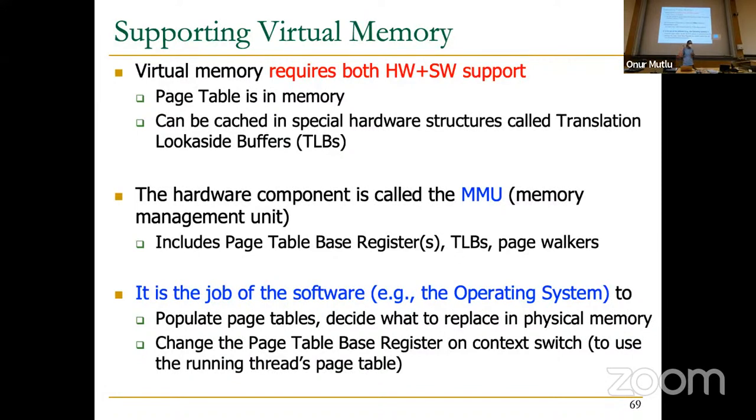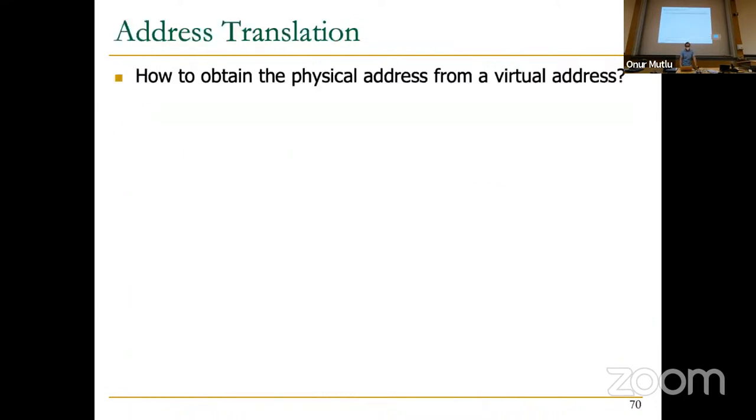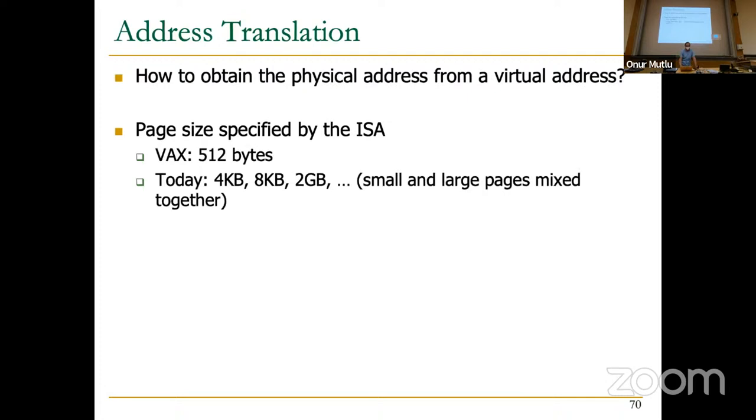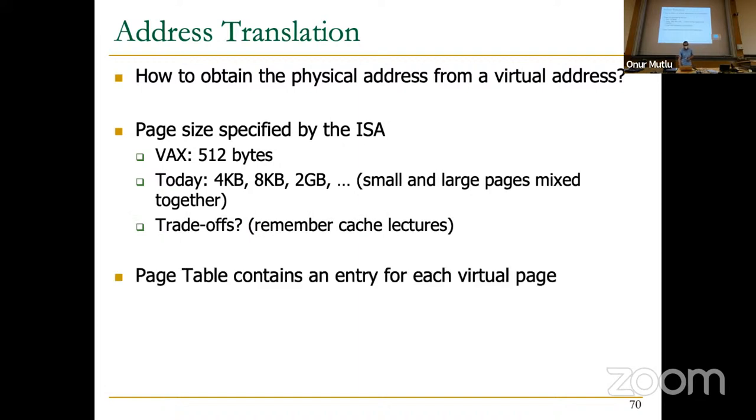Okay, so this part of virtual memory actually provides that sort of isolation, and we're going to talk about that a little bit more. And also, the operating system needs to handle page faults and ensure correct mapping, of course. Okay, so I think we talked about address translation. Page size is specified by the ISA, like the page table structure also. In the old times, page sizes were small, and over time, page size grew. Small and large pages are mixed together today. And remember the cache lectures, that's essentially the trade-offs. We covered it in an earlier slide, so I'm not going to talk about that again.